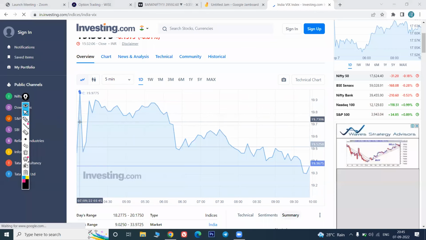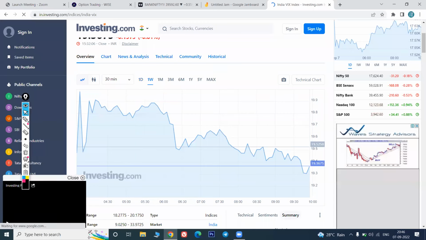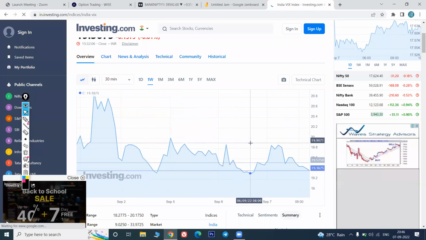Market opened. What is the time here? Okay. This is the time where the market has opened. VIX opened here, right? Okay. Morning gap down opening.